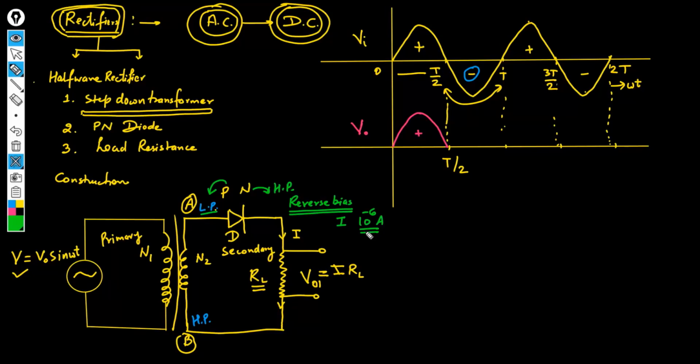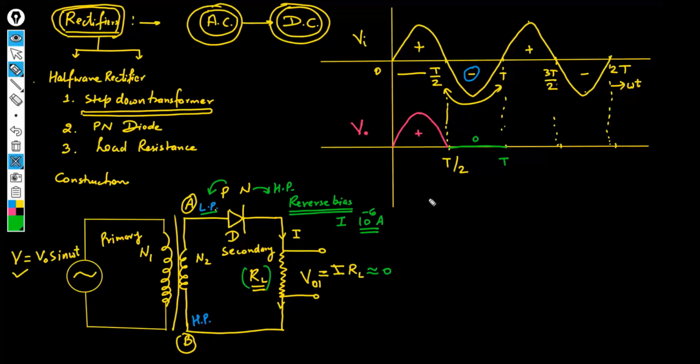So 10 raised to minus 6 ampere current is flowing through the load resistance. Almost we will get zero voltage, because 10 raised to minus 6 is a very small quantity. So the output because of this second half, T by 2 to T, is 0 volt. Is the second part clear to everyone?